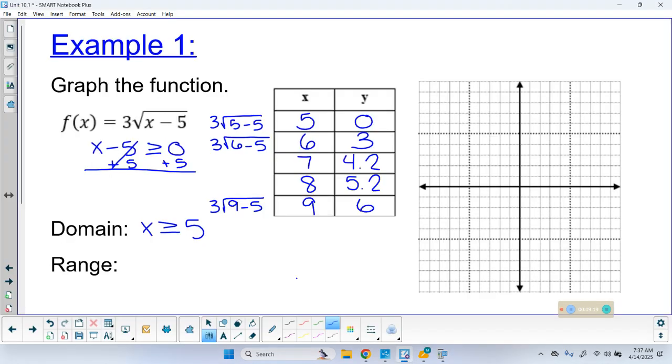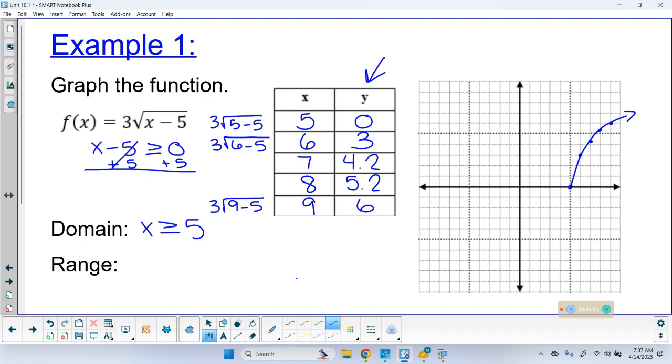So we put a 6 right here, then we're going to graph it, okay? So 5, 0, 6, 3, 7, 4.2, 8, 5.2, and 9, 6. And again, start with that first point. You're going to follow everything. You will just have one arrow, okay?